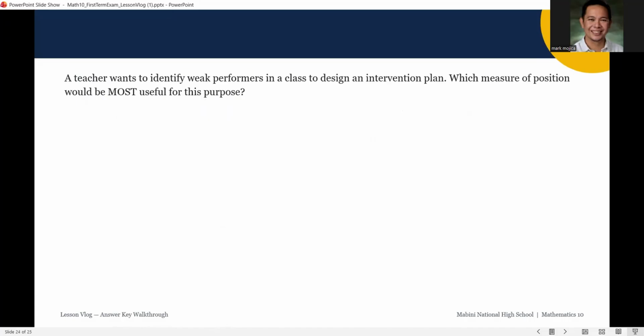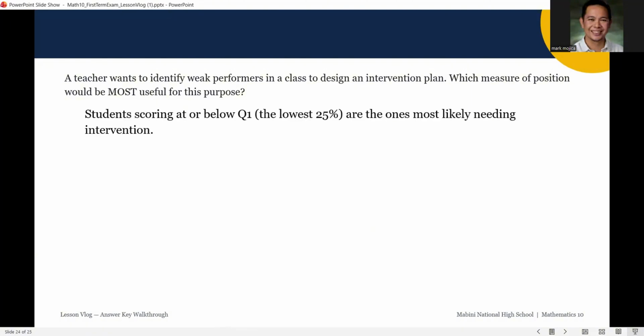Okay? Next. A teacher wants to identify weak performers in a class to design an intervention plan. Which measure of position would be most useful for this purpose? Ano ba ang dapat? Siyempre, the students scoring below Q1, the lowest quartile, which is 25%, are the ones most likely needing intervention. Siyempre, kung gusto mong malaman at gusto mong makatulong sa mga batang nahihirapan, especially in mathematics, you are dealing with the 25% para at least yung mga nahihirapan, eh, maangat nila yung score nila.